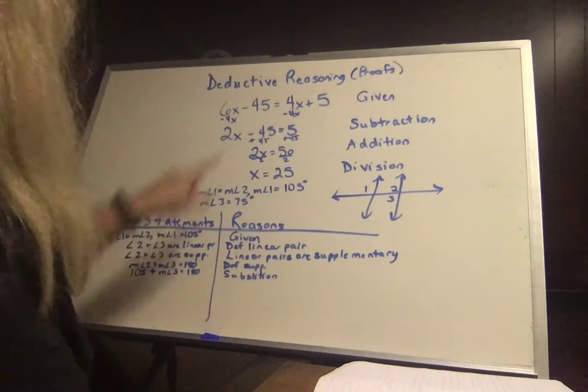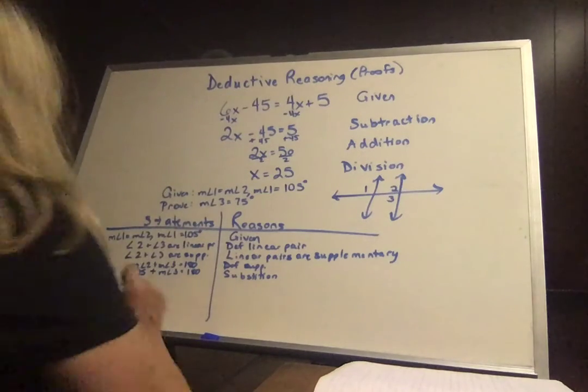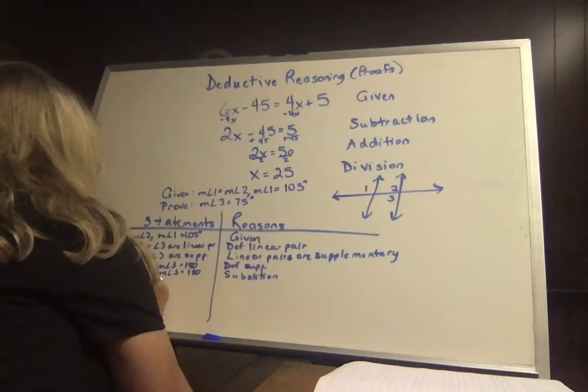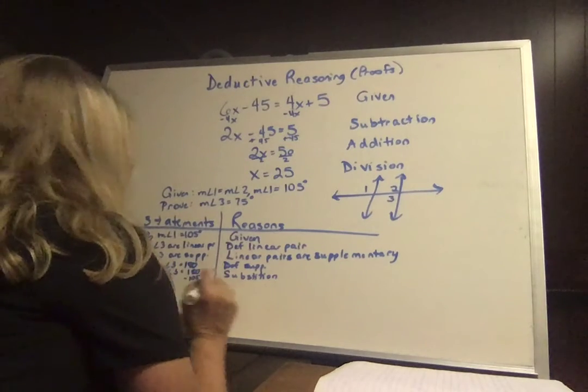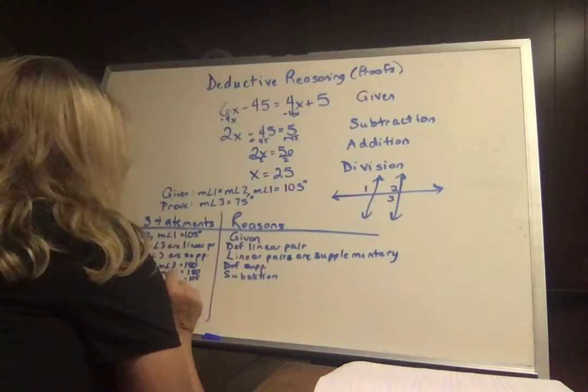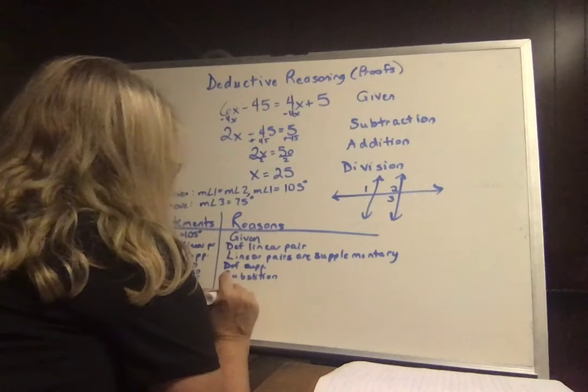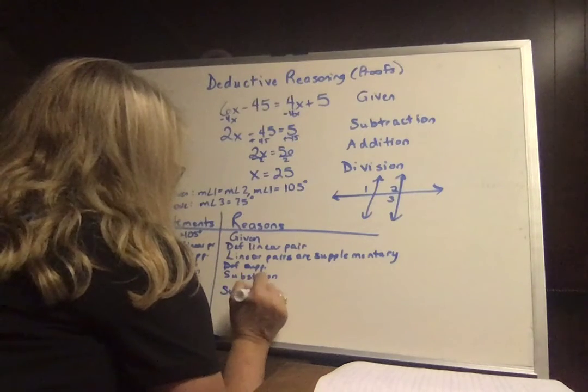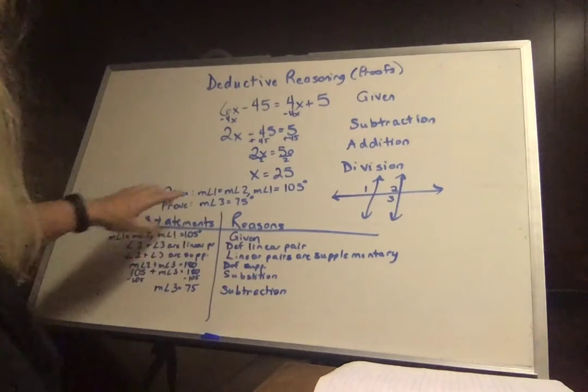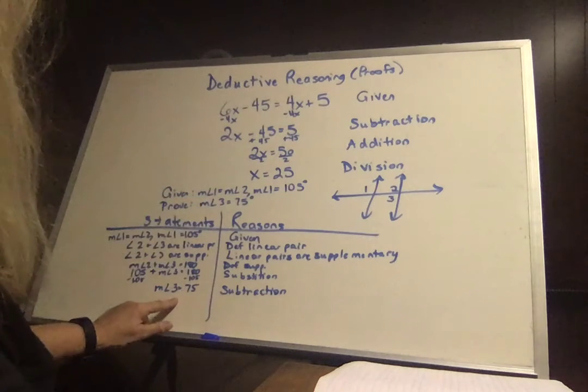Okay, then this is algebra. How do we get rid of 105? We subtract it, don't we? So the measure of angle 3 equals 75. Subtraction. So the measure of angle 3 was where we wanted to end.